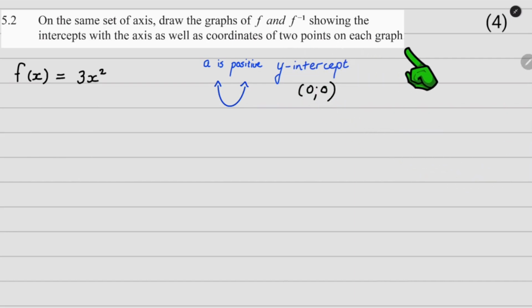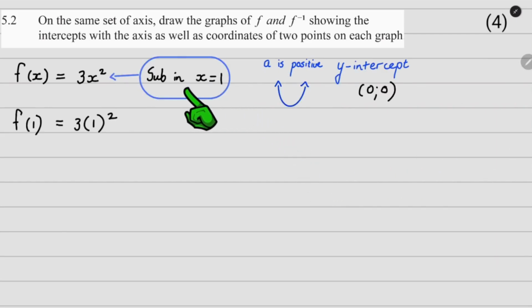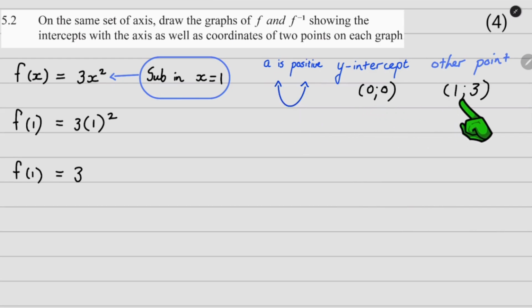I also need one other point on the graph because I've only got 1 point as it stands and they want 2 points. So I'm just going to choose a random number. The easiest one to choose is 1. So I'm going to sub in x equals 1 over here. If I put 1 into x's place, 1 squared is just 1, and then 1 times 3 will just give me 3. So now I know the other point is 1 and 3. Now I've got enough information to get my sketch going. I'll leave this working out here for my teacher to see how I got this point.